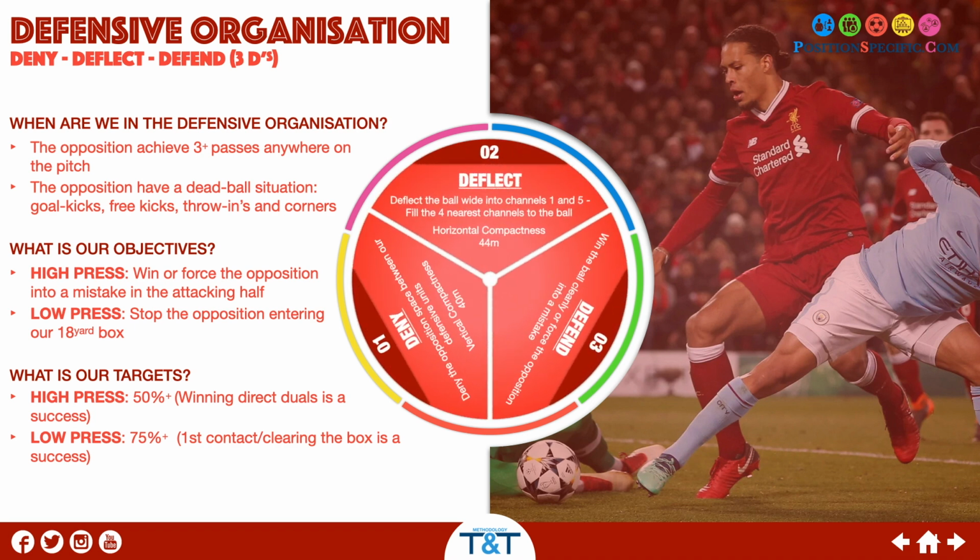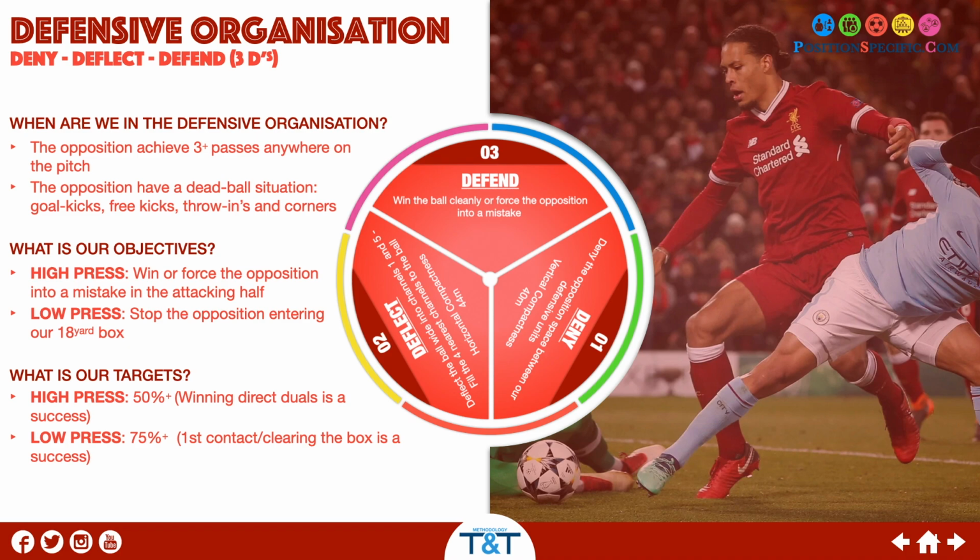So we have deny, in terms of denying the opposition time and space, and forcing them as wide as quick as possible, whether that's vertical or horizontal, and we'll get into that in a second. We have deflect, so deflecting the ball into the wide channels 1 and 5 and filling the 4 nearest channels to the ball, all around horizontal compactness. And then we have defend, which is to win the ball cleanly or force the opposition into a mistake, where we can then get control of the ball and start our attacks. But that's effectively all our info around the defensive organisation.